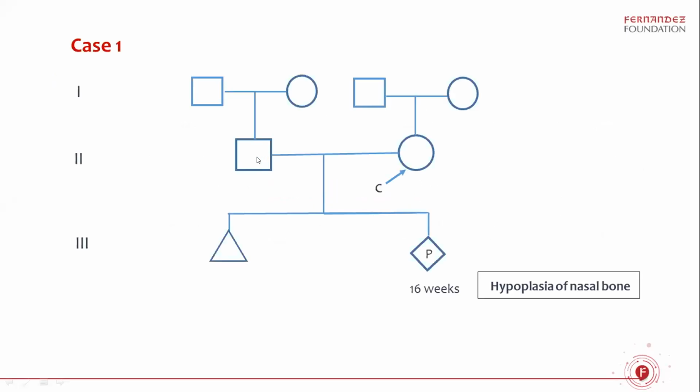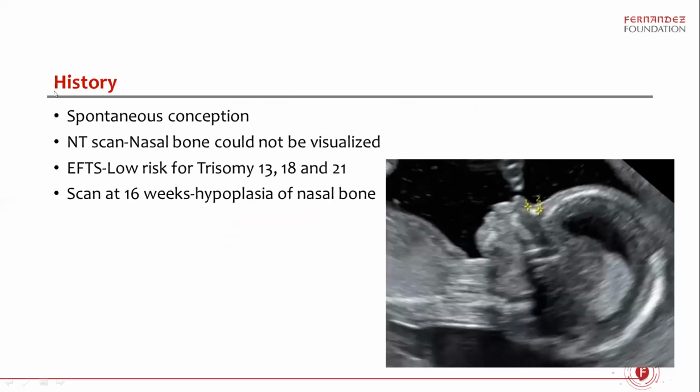Case one is a case of a non-consanguineous couple. Their first pregnancy resulted in spontaneous abortion. In the second pregnancy, which was a spontaneous conception, there was hypoplasia of the nasal bone. On the NT scan, the nasal bone could not be visualized, but the first trimester screen was low risk for common chromosomal aneuploidies. The scan at 16 weeks showed hypoplasia of the nasal bone.